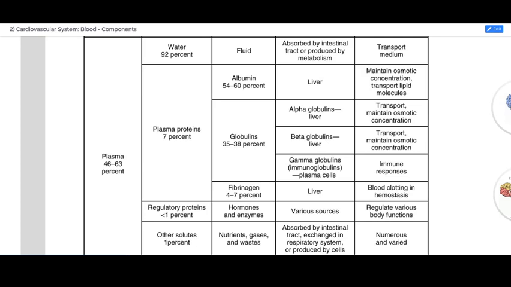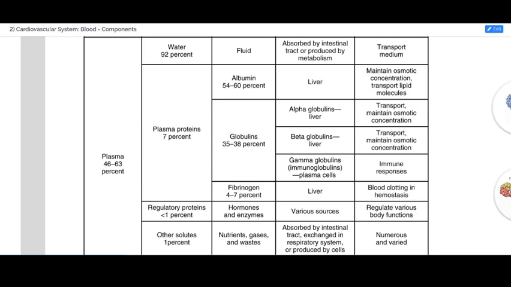Now, the other things that we see in the plasma are plasma proteins, which are very important, and then some regulatory proteins like hormones and those sorts of things, and then other small molecules that are dissolved in the water. The numbers given there for what part of the blood they make up is fine. I'd adjust them a little bit just to reflect the 90% figure for water, but that's fine.